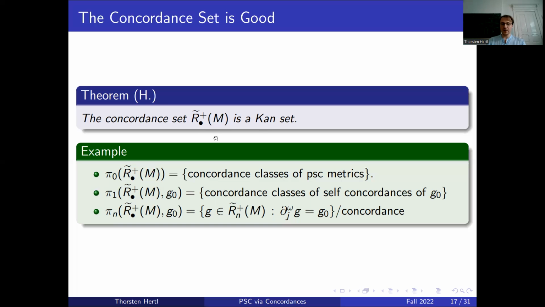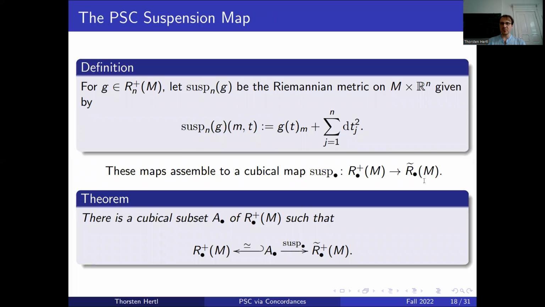The fundamental group is given by concordance classes of self-concordances, and the higher homotopy groups are given by concordance classes of block metrics that agree outside some compact set with the base point, the Euclidean metric. So this is a nice condition to have, because we have a nice description of the homotopy groups, and we see that this space is indeed only a concordance space. It only encodes concordance information. So far, so good. But of course, we would like to relate this space to the original one, and this is done by the so-called suspension map.